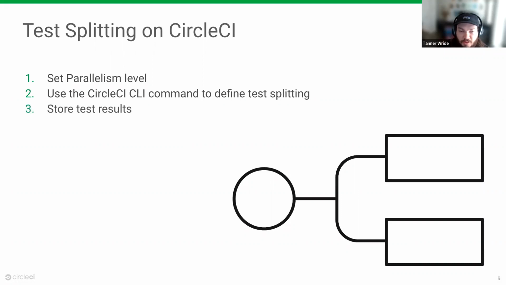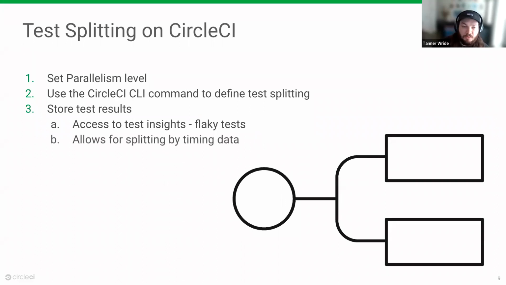And then lastly, we'll be talking about storing test results. That will give us access to test insights, which can highlight for us flaky tests, so tests that are failing non-deterministically, which is a great benefit. Storing our test results also allows us to split our tests by timing information. So we can look at the runtime of each of our tests, and then CircleCI will distribute those intelligently across our parallel nodes. It takes that information into account so that they hopefully can finish all around the same time.